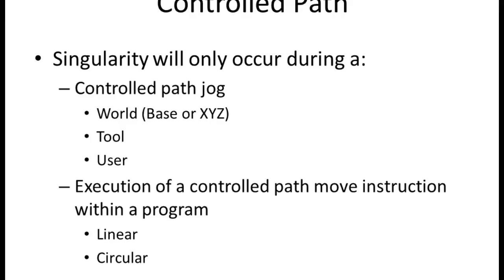Those are what we call moves. So when we teach a program, we use what we call move instructions. We tell the robot how we want to move. Well, if we tell the robot to move linear, what do you think that means? What does linear mean? It means a straight line. It moves in a straight line.